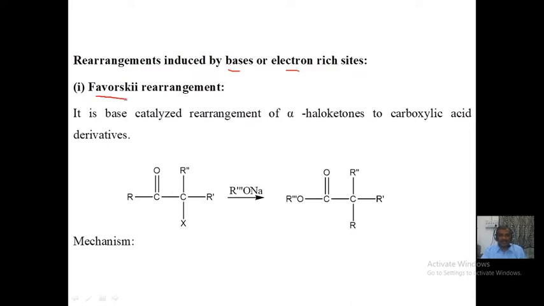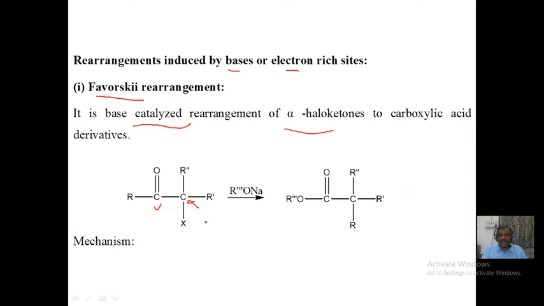So let us see the Favorskii rearrangement. It is base catalyzed, and the base is reproduced at the end as a catalyst. It is the base catalyzed rearrangement of an alpha haloketone to form a carboxylic acid derivative. So this is the ketone, and the adjacent carbon is my alpha carbon.